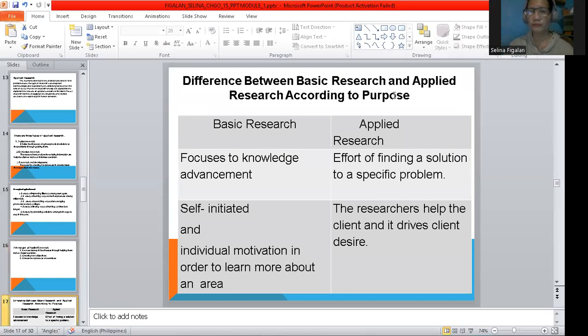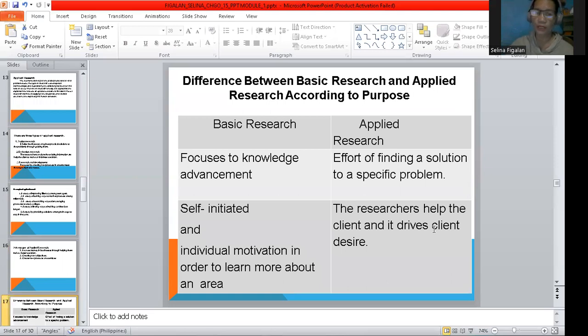Okay, difference between basic research and applied research according to purpose. Okay, so basic research focuses on knowledge advancement. Why? In your applied research, effort. So nag-effort ka talaga na makakuha ng solution. Here is about the knowledge, self-initiated. These researchers help the client and it drives client desire.